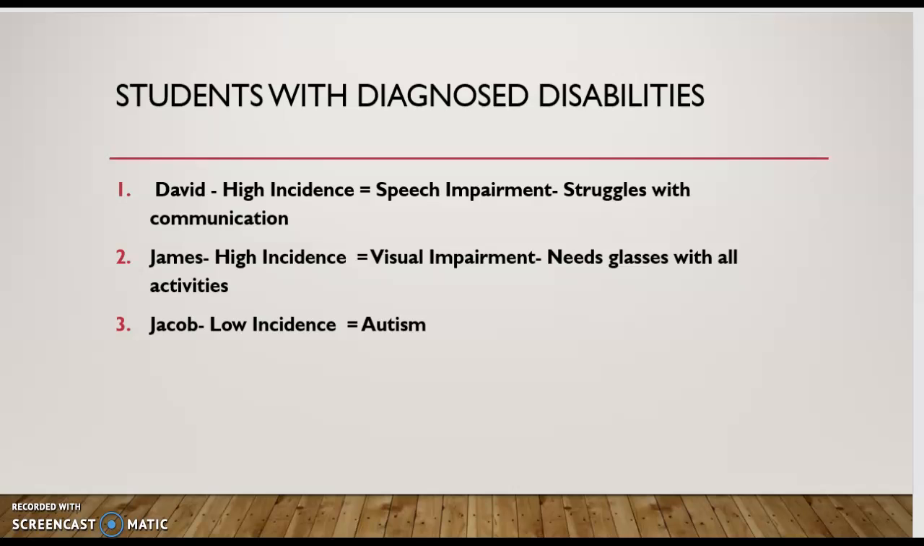The students in my class with diagnosed disabilities are David, James, and Jacob. David and James are both high incidence. David has a speech impairment, James has a visual impairment, and Jacob has autism.